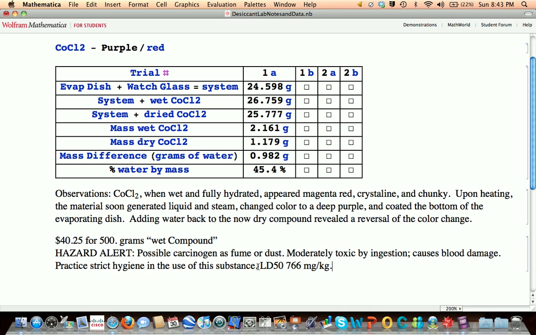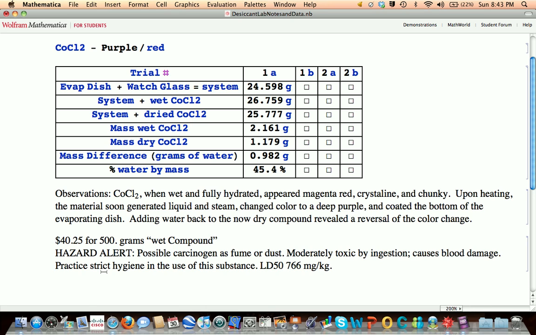Oh, and then this says LD50. This says what is the lethal dose for 50% of the population, and that's per kilogram of body mass. So it says about 3/4 of a gram per kilogram is enough to kill somebody. So maybe this is something we don't want to use. But that being said, let's go and play with this number a little bit.